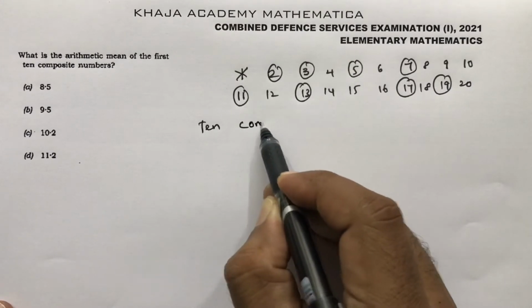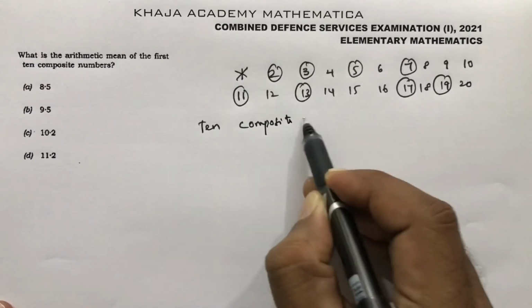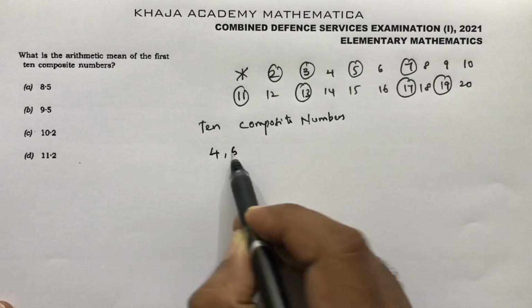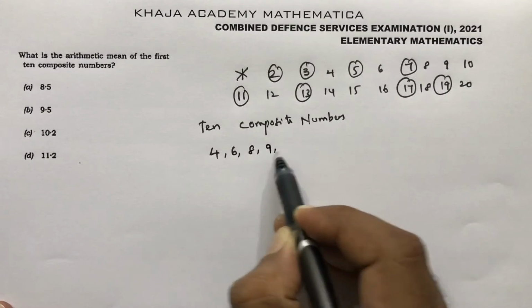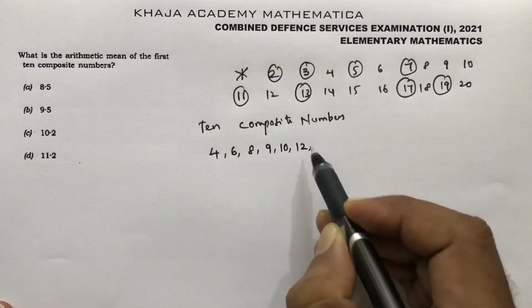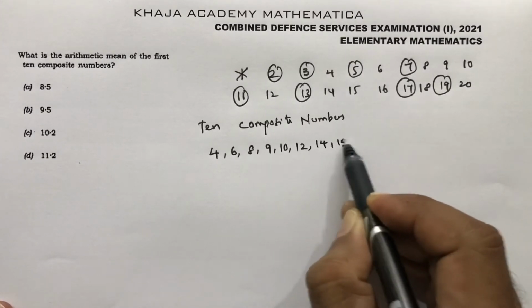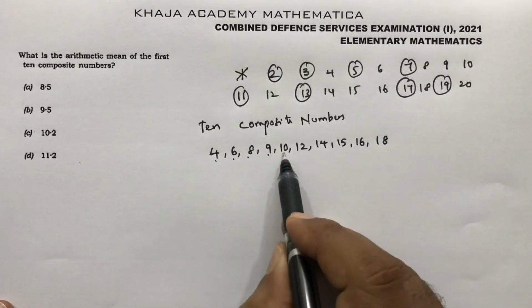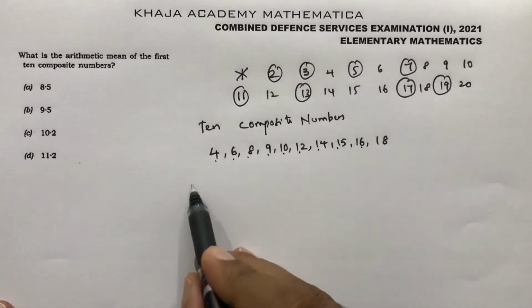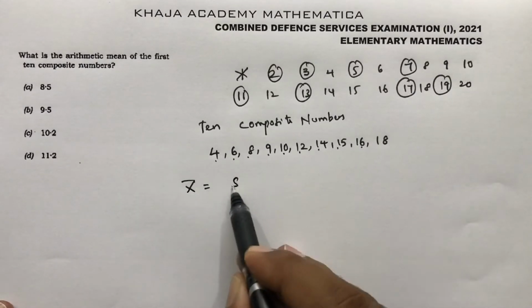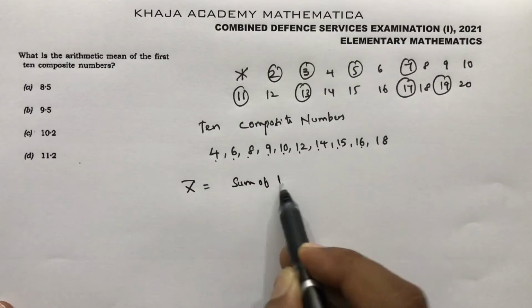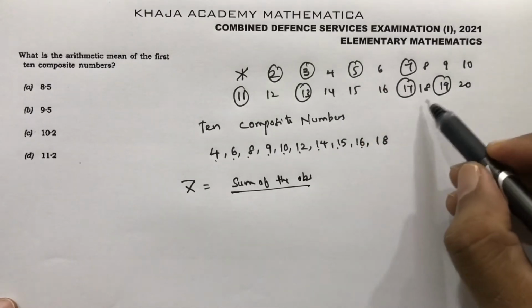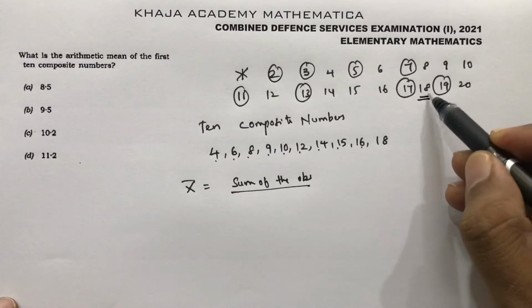First 10 composite numbers, like 4, 6, 8, 9, 10, 12, 14, 15, 16, 18. 1, 2, 3, 4, 5, 6, 7, 8, 9, 10. So now calculate the mean. Mean is the sum of the observations. I took numbers randomly till 20, but I got 10 composite numbers till 18 only.